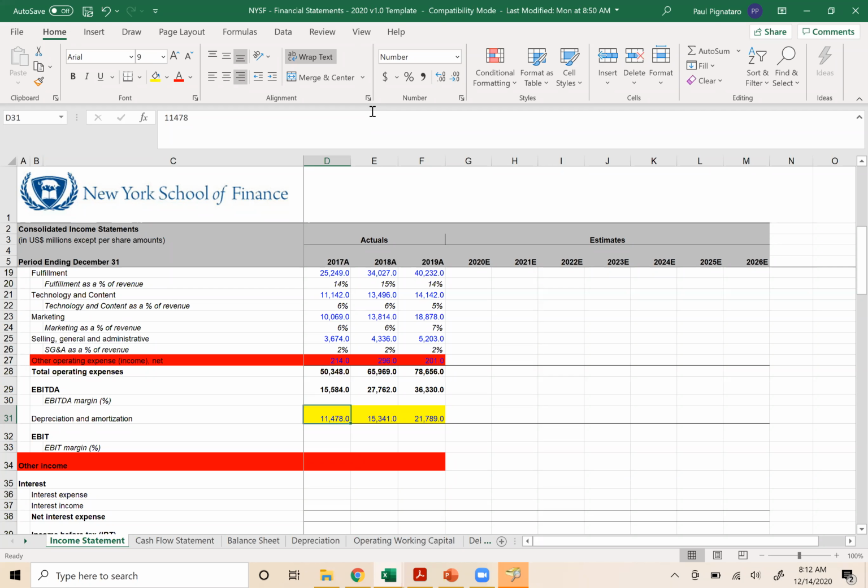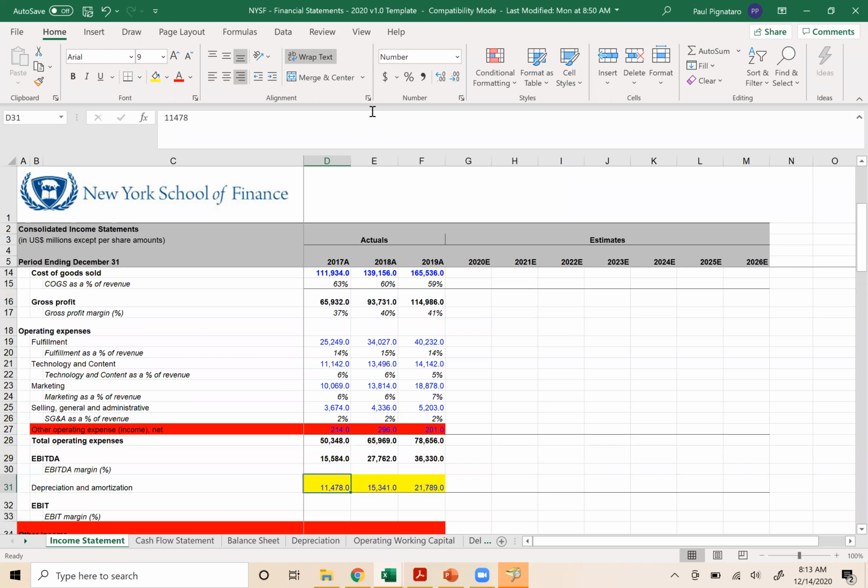How do I figure that out? This becomes difficult. I talk about it in a lot more detail in the books, and I'll talk about it in a little bit of detail here. But the idea is you kind of have to read the notes and read between the lines. Sometimes it's pretty explicit. Sometimes they say, our depreciation and amortization expense is reported in cost of goods sold, for example. Okay, then great. Then you take 111,934 and you subtract 11,478 from it. Very simple.